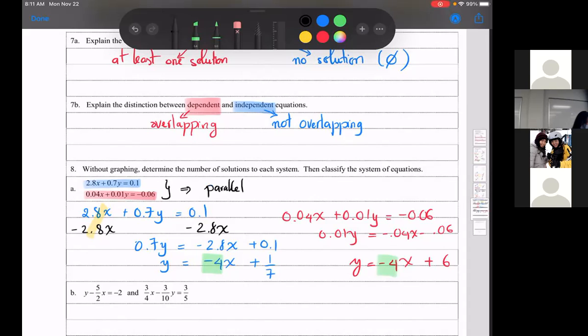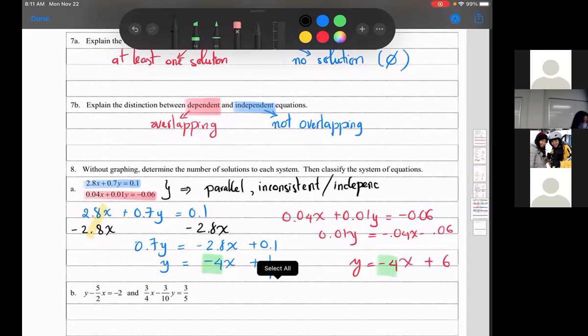And if it's parallel, what kind of classification is it? Consistent or inconsistent? Inconsistent, no solution, right? Inconsistent. Dependent or independent? Independent. Yeah. Independent. That's our answer. Box it up.